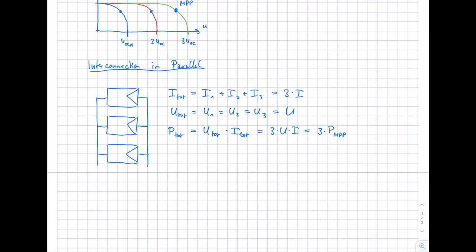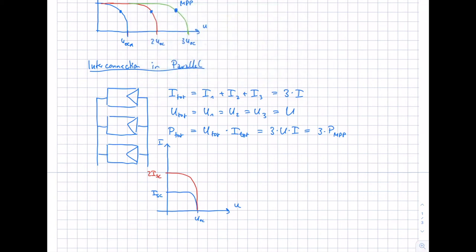And the IV curve, of course, that is I, and then that is the voltage. And think about that this is our IV curve, UOC and ISC. And if we add a second module in parallel, what is happening? Of course, the voltage keeps unchanged, and we get twice the ISC.